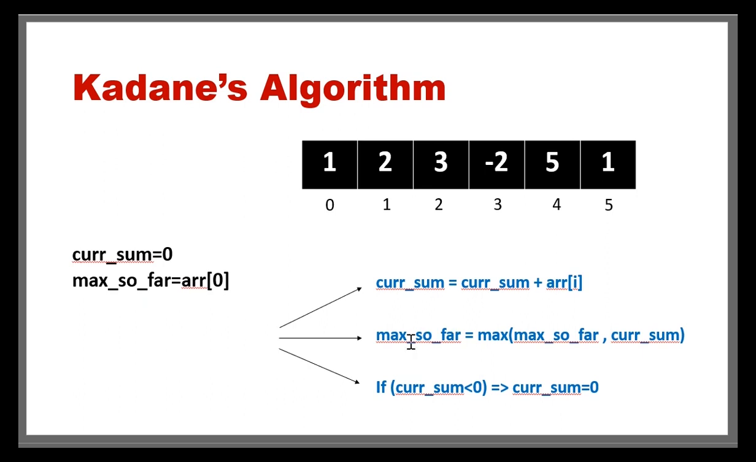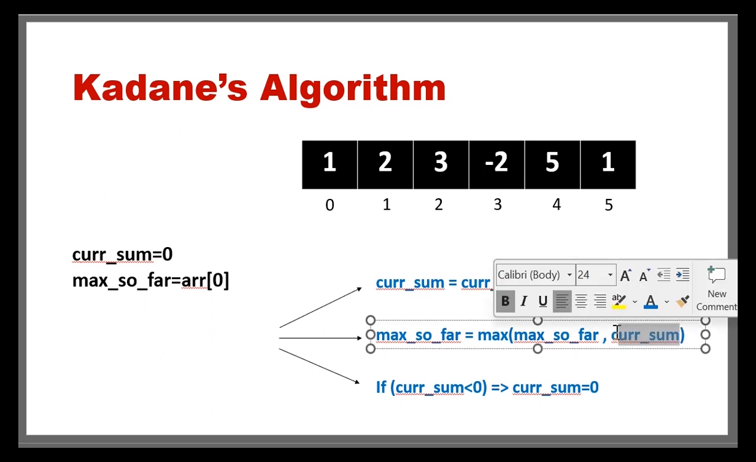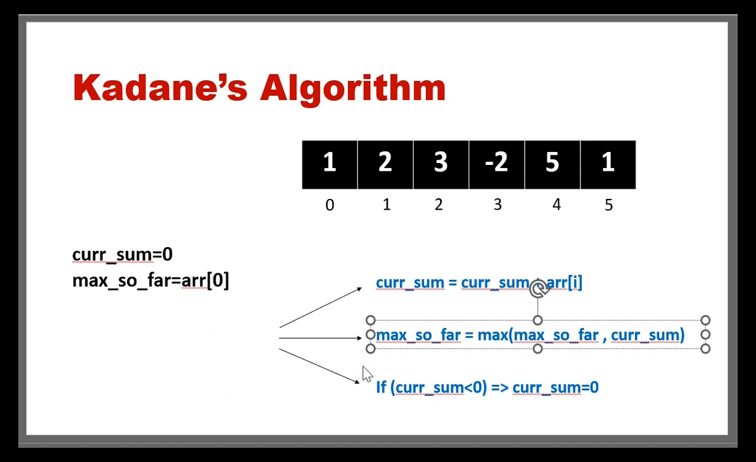Maximum sum so far will be updated like this: maximum of its initial value, like array of 0, and after that it will be compared with the current sum value. Like this the maximum so far value will be updated. And one thing, since we are looking for the maximum sum, if the value of current sum goes negative, it will be updated to 0. Since we want the maximum, there is no meaning of going to negative values.